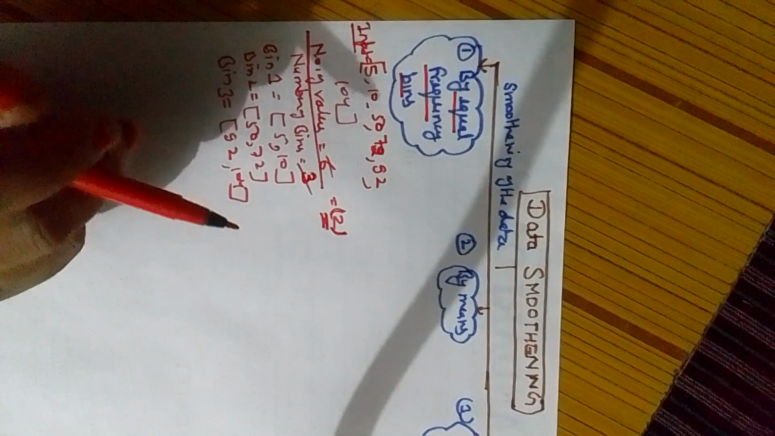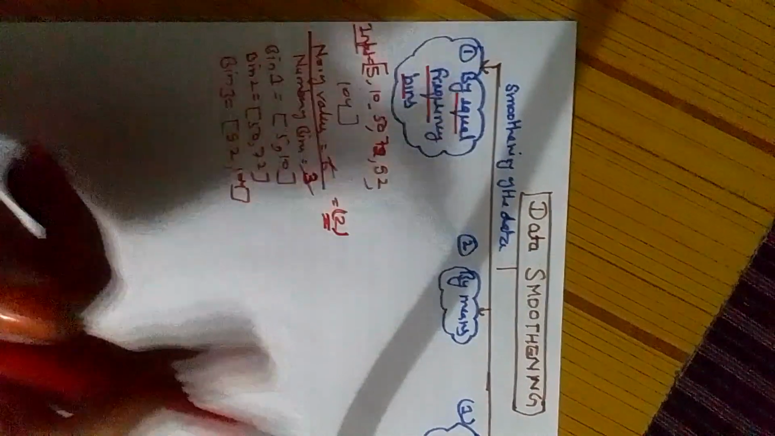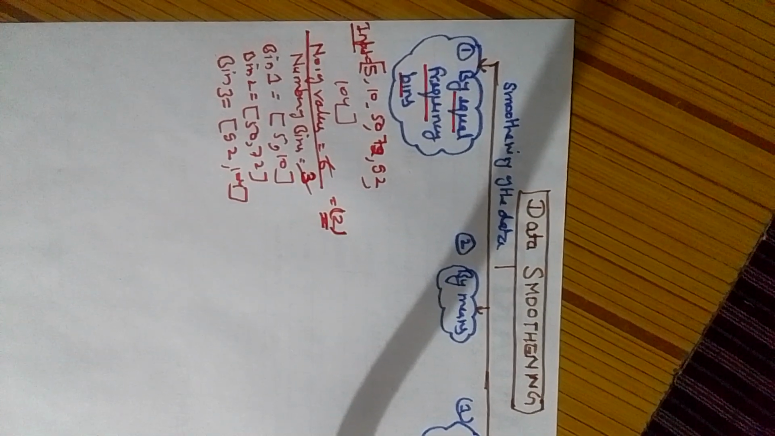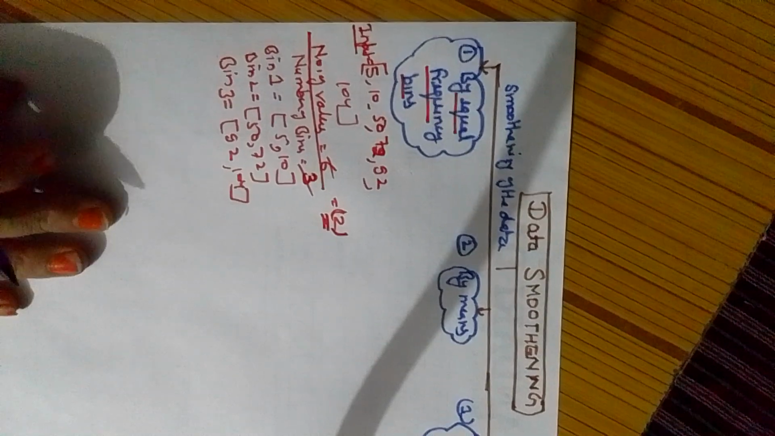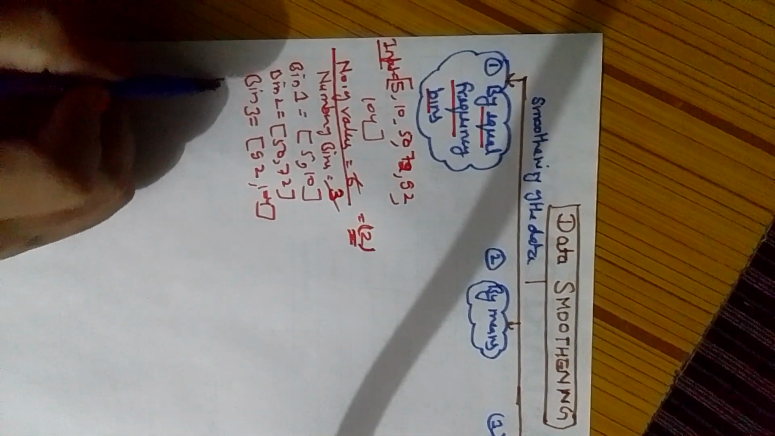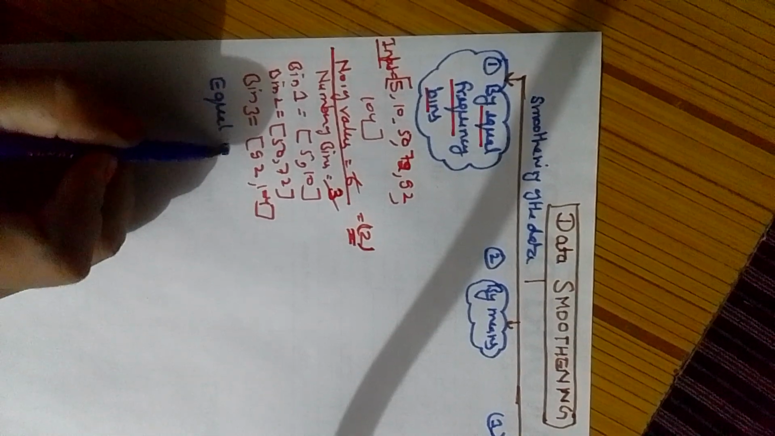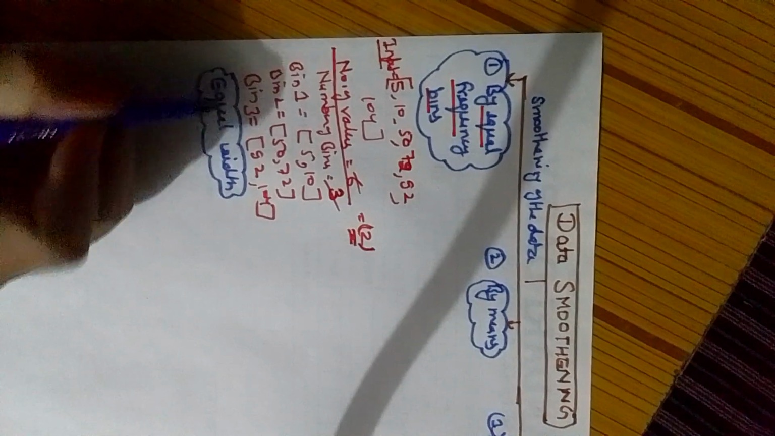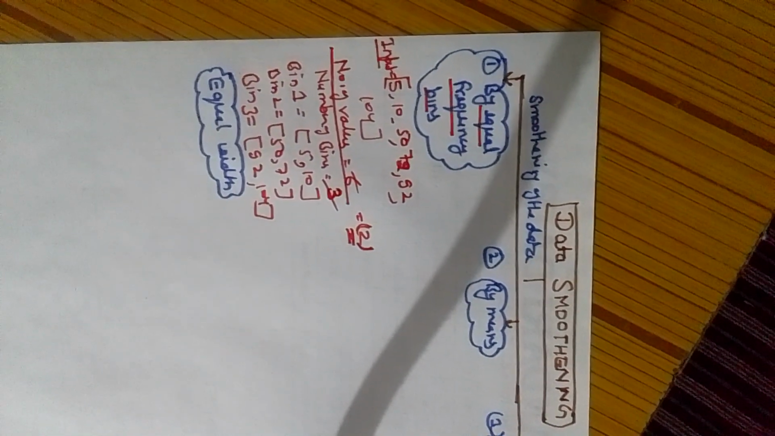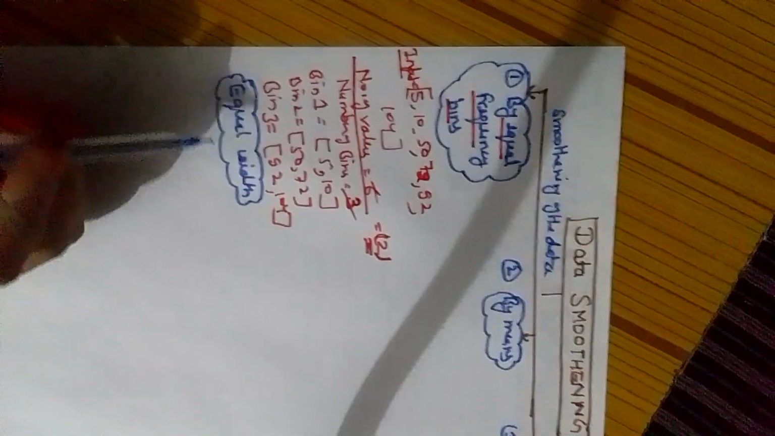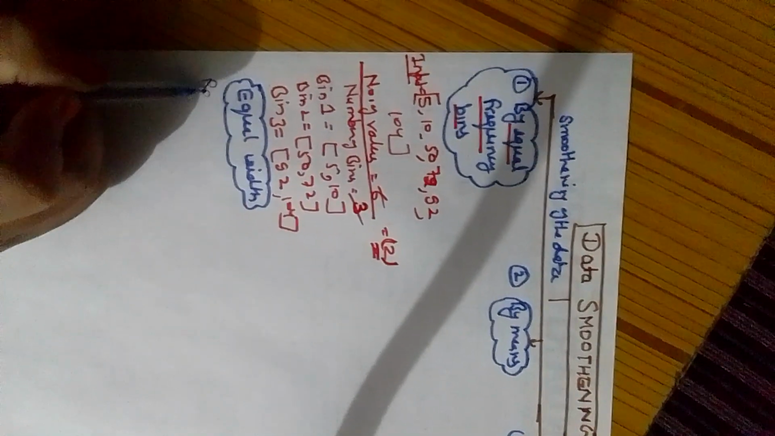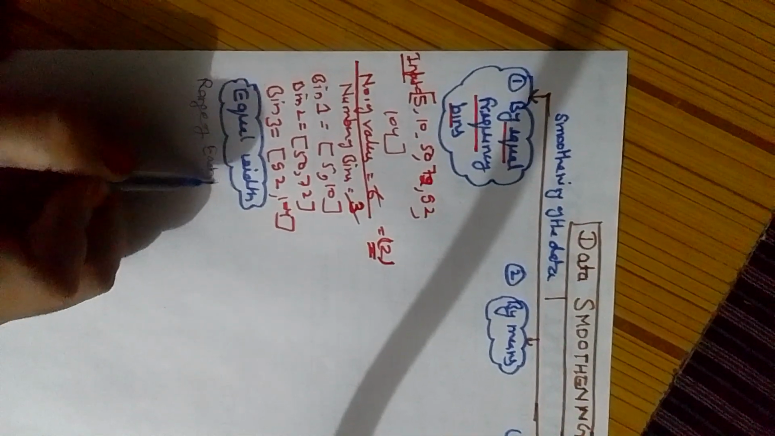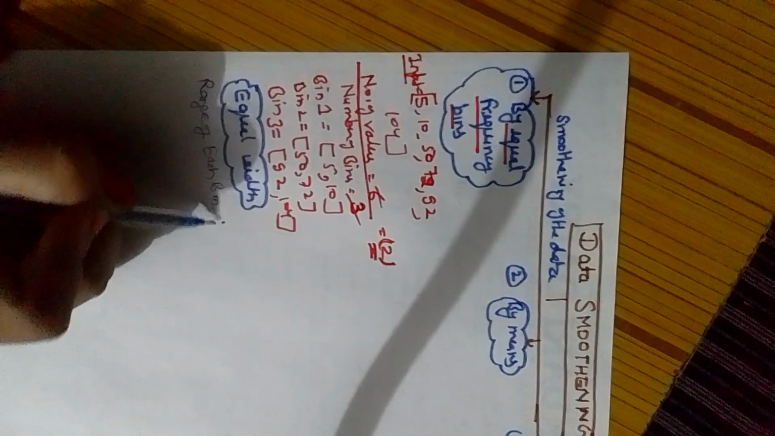Now there is one technique I forgot to tell you. That is smoothing by equal width. In equal width, what happens? We calculate the range of each bin.